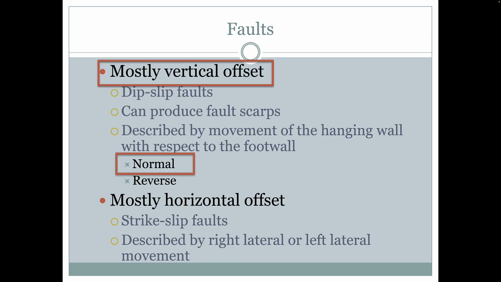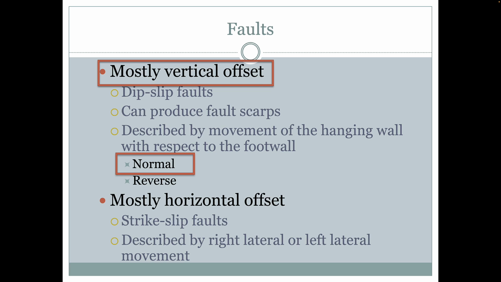So the way that we describe faults is first of all by their offset. And we're going to start by talking about faults that have mostly vertical offset. In other words, one side is moving up, the other side is moving down. We call these dip-slip faults. And that just means one side is moving up, the other side is moving down. Sometimes they can produce places at the surface of the earth where we can actually see this offset, and that's something called a fault scarp.